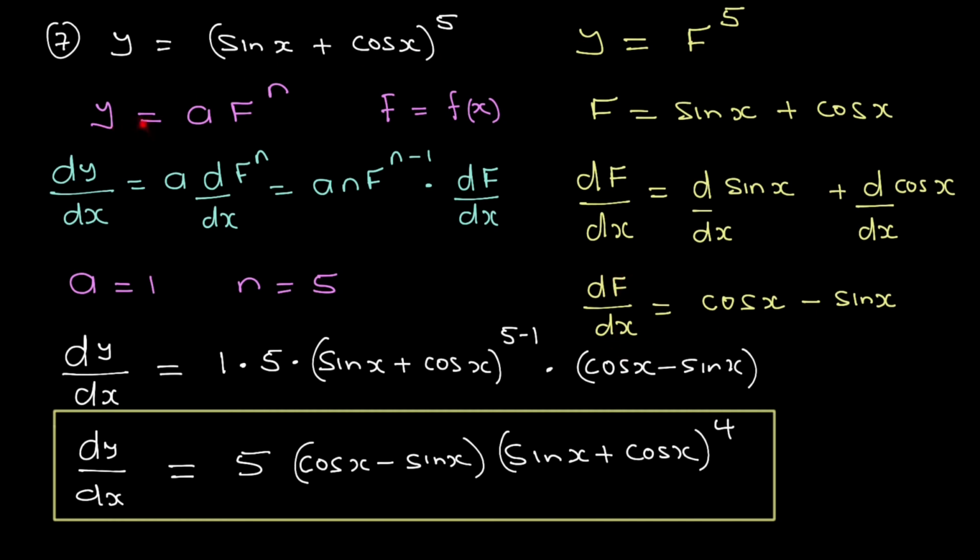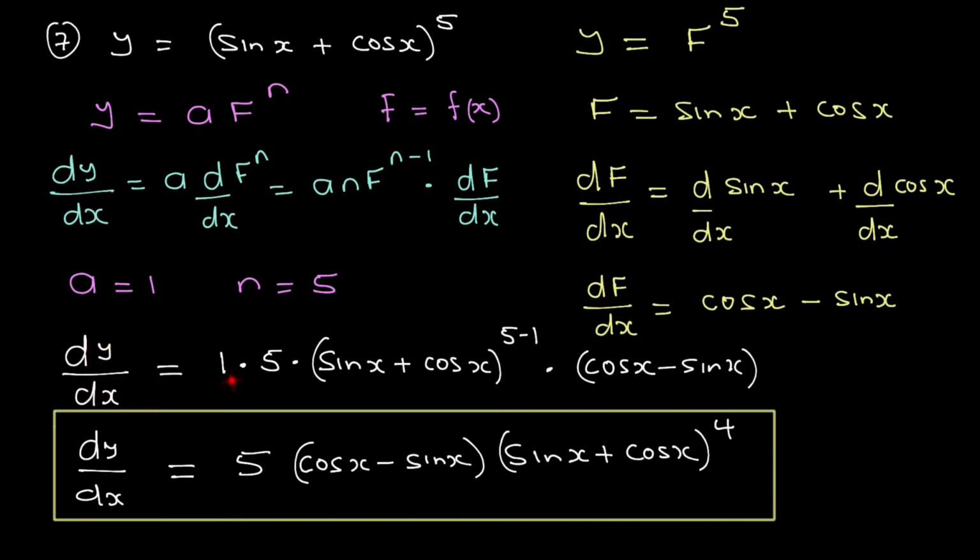And since I've written it like that, I've got y equals a f to the power of n, where n is 5, and a is 1. Knowing that f is a function of x, so you can see the x here. So the dy dx is a, d of f to the power of n, divided by dx, which is a n f to the power n minus 1 times the df dx. So that's the formula we're using for that. And so we can write it here.